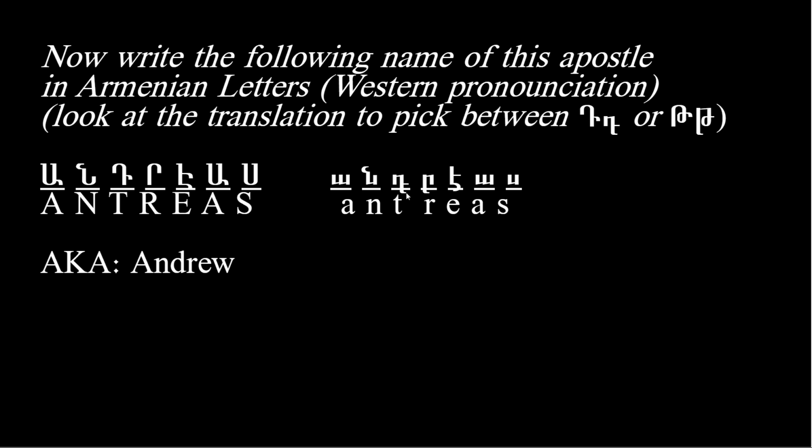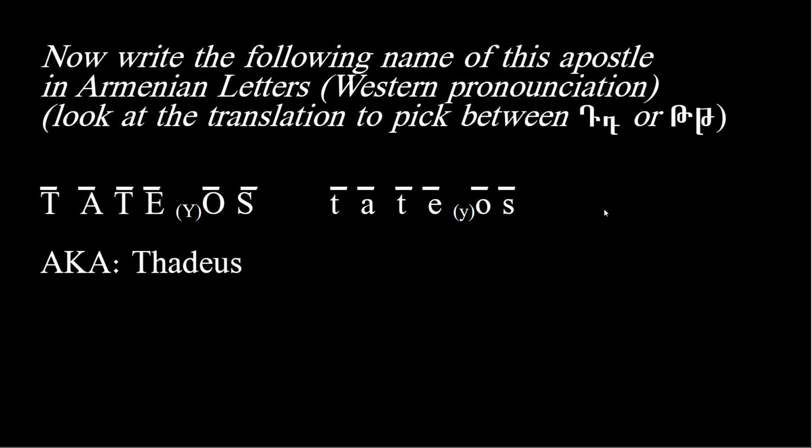Andreas. Now, let us repeat this exercise with another name. Again, a name of an apostle. So we're going to write it in Armenian letters with Western pronunciation. And the name is Tateos. Tateos. Translates to Thaddeus. Again, use this translation to pick between Ta or To. So pause the video and I'll show the solution in 3, 2, 1. Tateos.